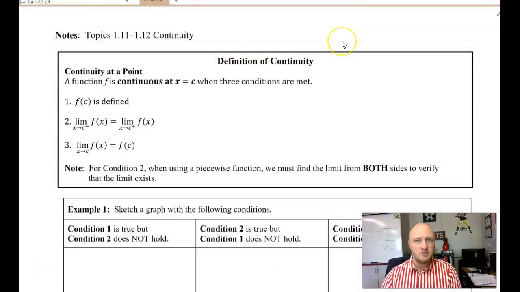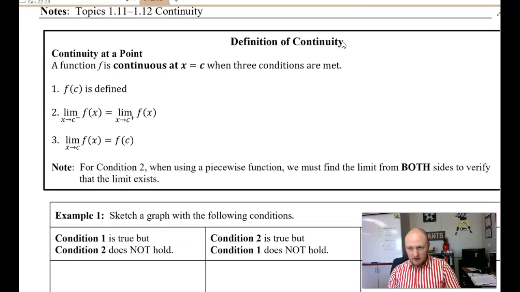informally talked about continuity. We talked about the idea that a function has a jump discontinuity if the limit from the left does not equal the limit from the right. And we also talked about how, if the limit exists, I still have to make sure that the function value there is equal to the limit. That way I don't have a hole. So today we're going to formally define continuity.